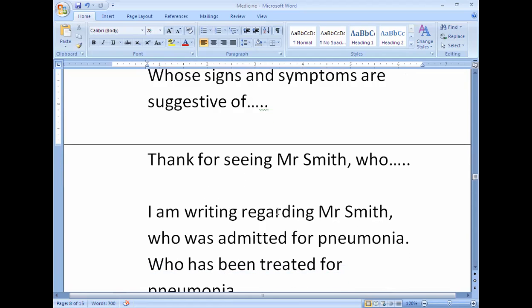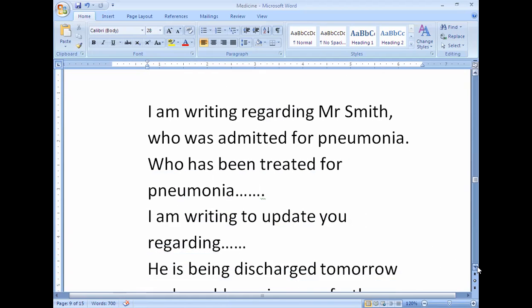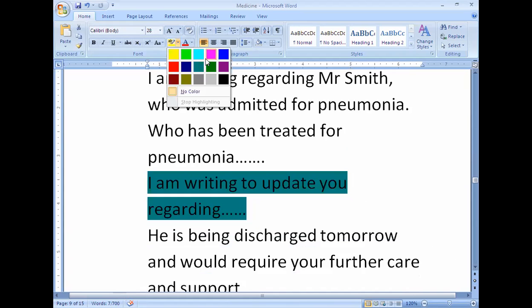I'm writing regarding Mr. Smith. When you are not sure whether it is a referral letter, discharge letter or transfer letter, we can only write the word regarding. I am writing regarding Mr. Smith who was admitted for pneumonia, who has been treated for pneumonia in case of a discharge letter. Dr. Khalil, yes, it's an update letter.